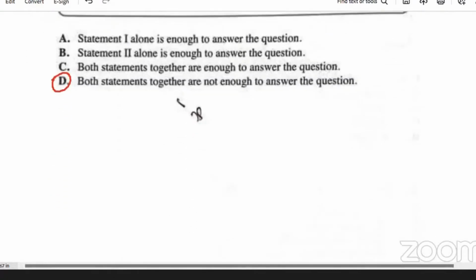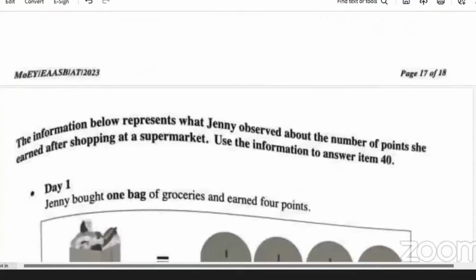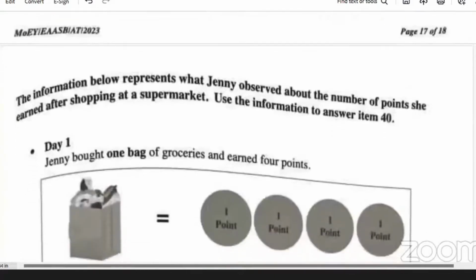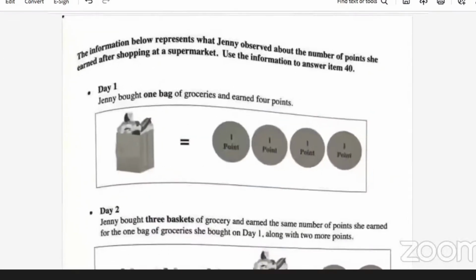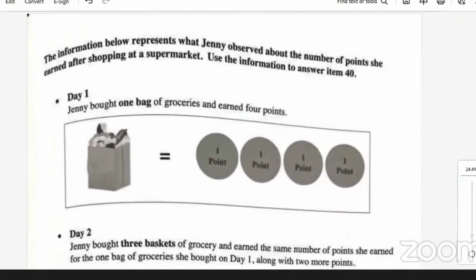Let's get to the final question on the paper. All right, so let me make it smaller. Oops, that is too small, but there's a lot of information, so I'll just see how I can maneuver. All right, so the information below represents what Jenny observed about the number of points she earned after shopping at a supermarket. Use the information to answer item 40.